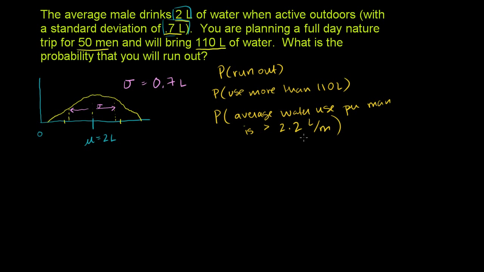To do that, we have to figure out the distribution of the sampling mean. And we know what that's called. That's the sampling distribution of the sample means. And we know that that is going to be a normal distribution. We know a few of the properties of that normal distribution.